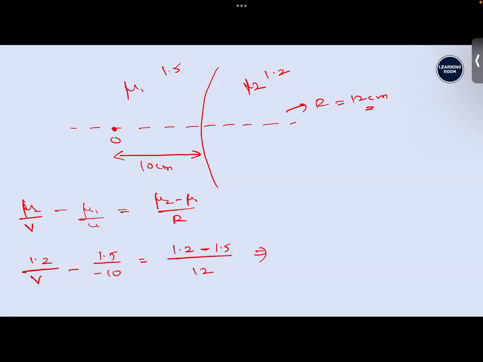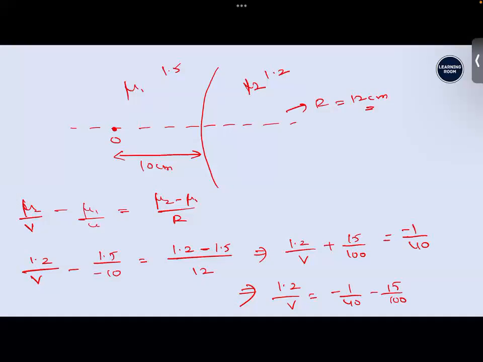That is 12, which implies 1.2 by v plus, can I write it as 15 divided by 100, is equal to, I'll get minus 0.3 divided by 12. Now 1 by 40 here, the negative sign, which implies 1.2 by v is equal to minus 1 by 40 minus 15 by 100. So when you solve this, are you getting v minus? Did everyone get minus 9.6?